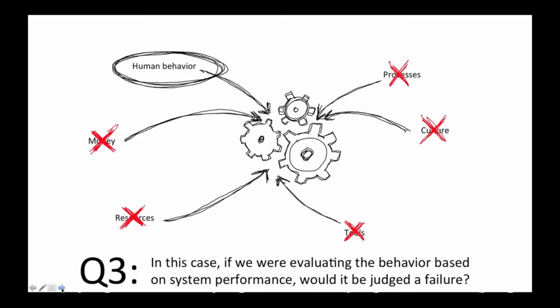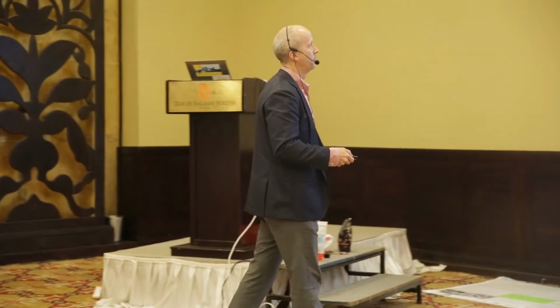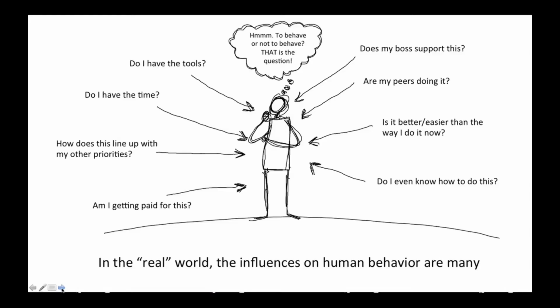In many cases, though, if we judged the human behavior in this case, it will appear as though it was a failure. This goes back to the airplane, the CEO airplane thing that we talked about yesterday. Again, this will look familiar, although some of the information is a little bit different, but the point is the same. In the real world, even when you're looking at behavior, the influences on behavior are many.